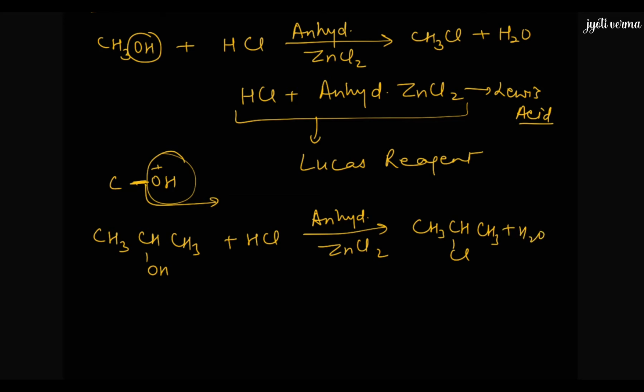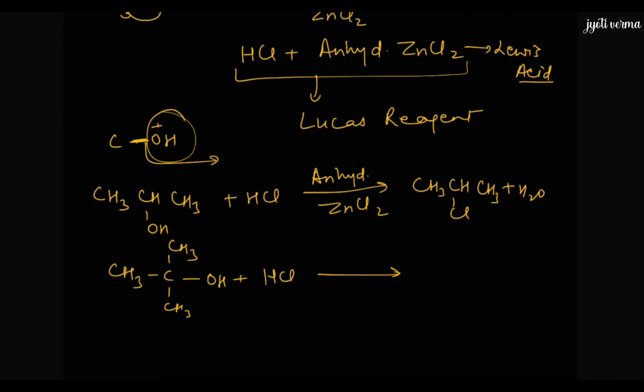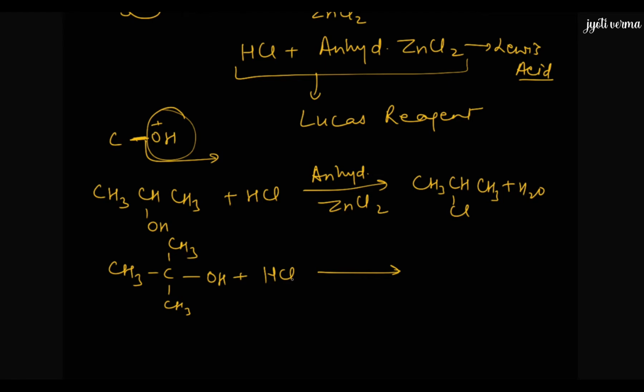Now what if we have a tertiary alcohol? If there is a tertiary alcohol we take, then simply by treating with concentrated HCl itself, like say for example, if we have tertiary alcohol, that is (CH3)3C-OH, this is tertiary butyl alcohol. Now this tertiary butyl alcohol simply on reaction with HCl will be giving the corresponding chloride.